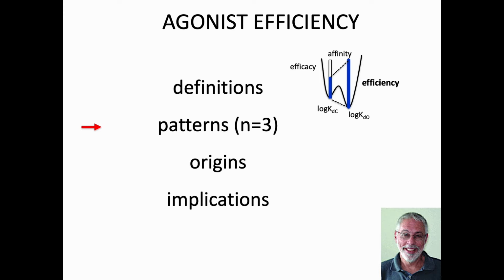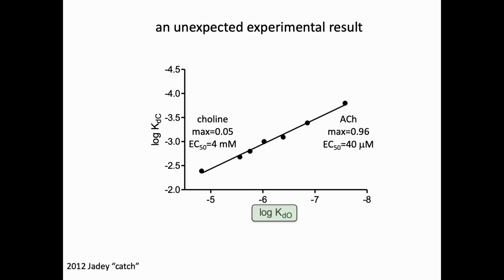It's nice to be able to measure the efficiency of one agonist versus another, but the real value of efficiency comes from this next section, which is its patterns. And there are 3 patterns in particular that I will talk about. So I'm going to start with an unexpected experimental result.